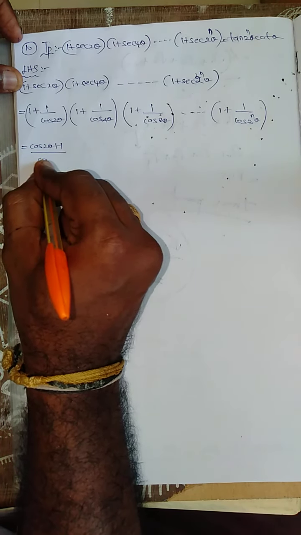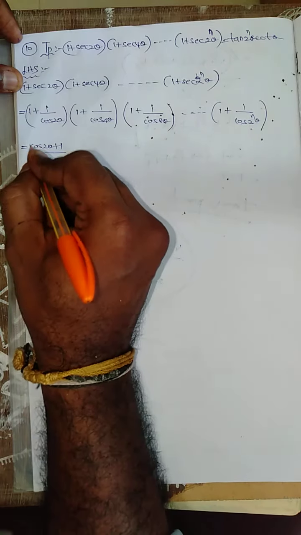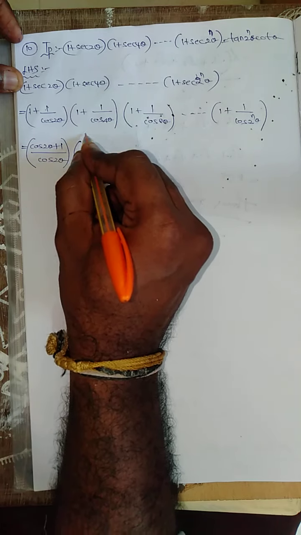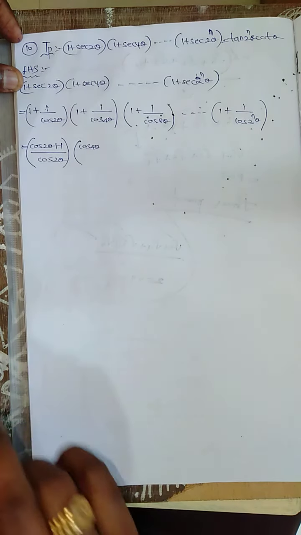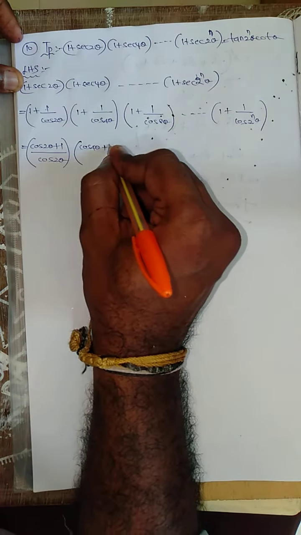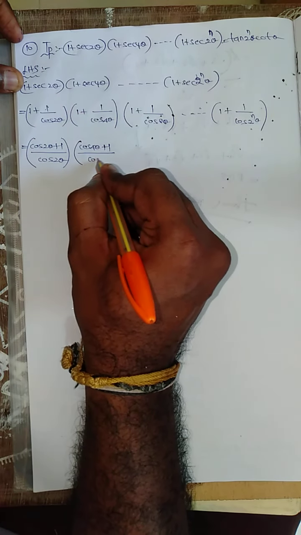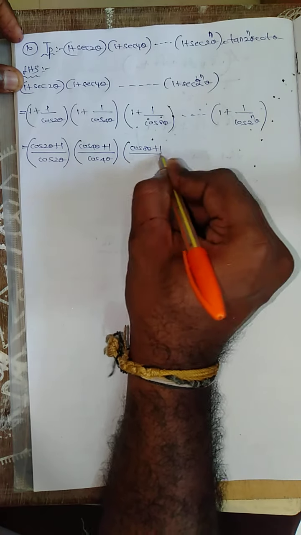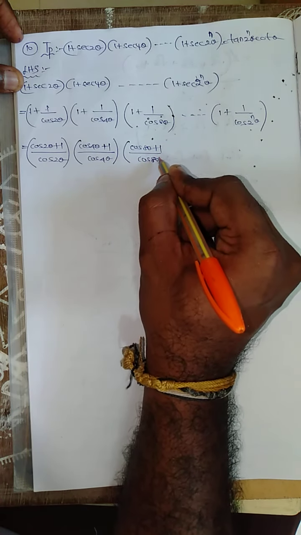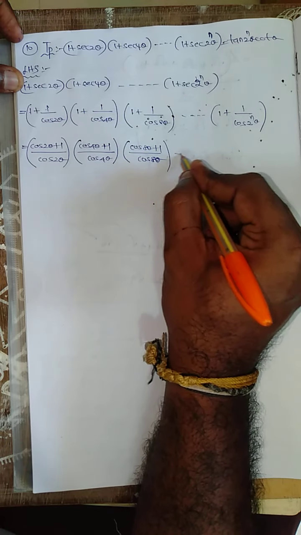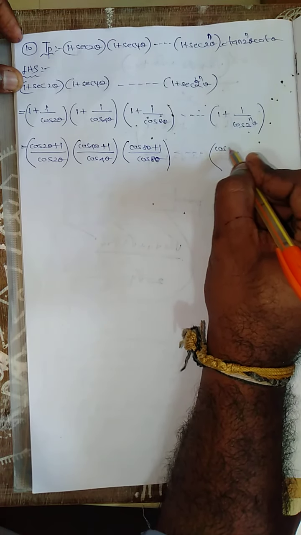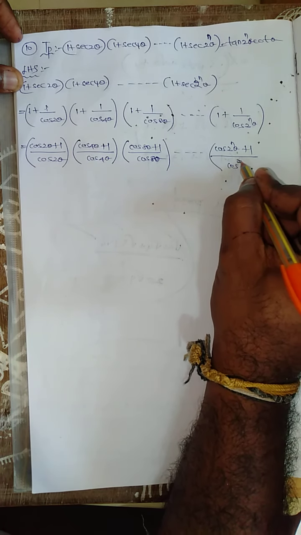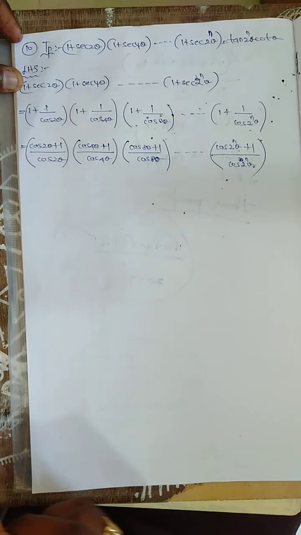So cross multiply: cos 2 theta plus 1 divided by cos 2 theta. I have made a cross multiplication: cos 2 theta times 1 is cos 2 theta, plus 1. The same here also: cos 4 theta plus 1 divided by cos 4 theta. Next, cos 8 theta plus 1 divided by cos 8 theta, this is theta not 80, and it goes on, cross multiply, up to cos 2 power n theta plus 1 divided by cos 2 power n theta, close the bracket.